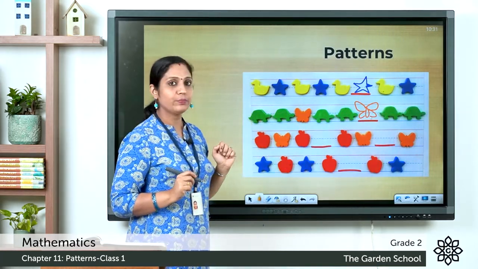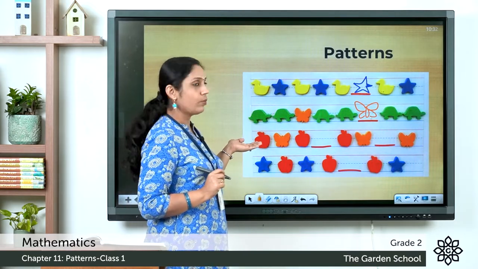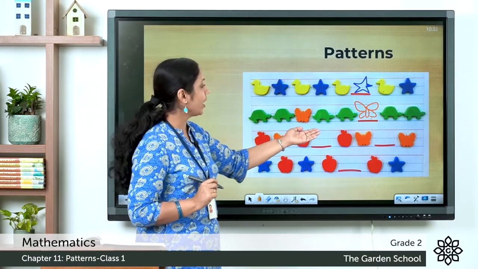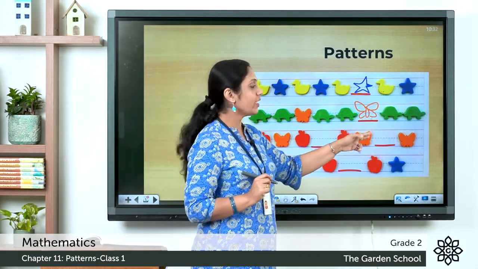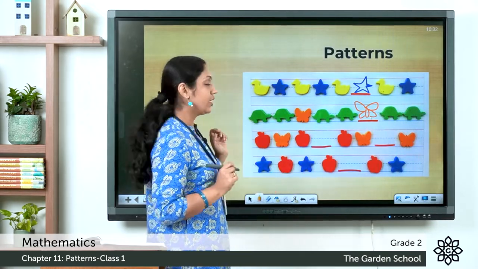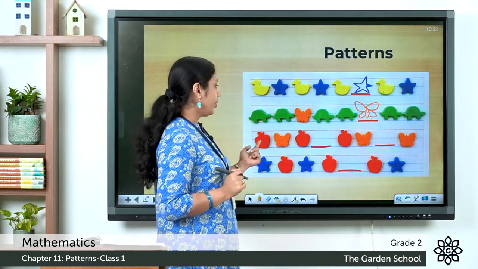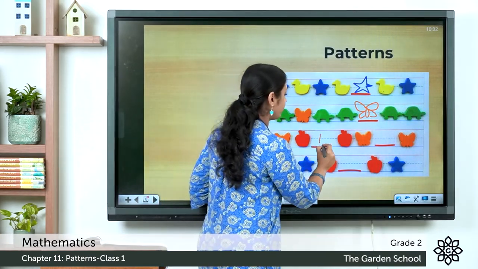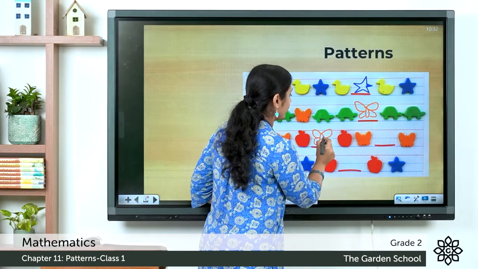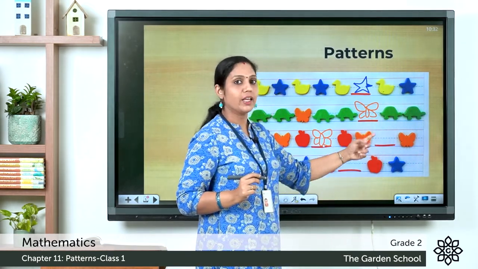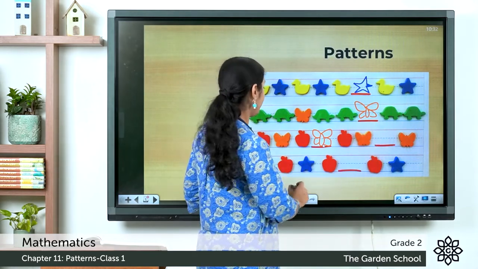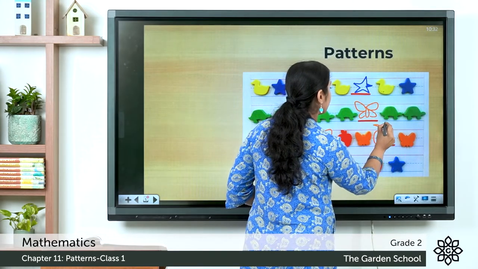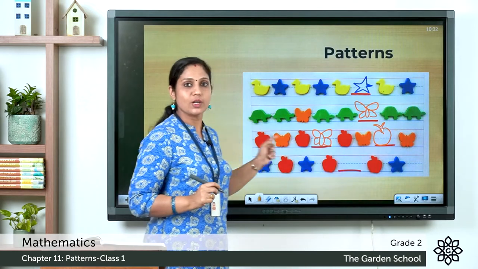Now let's look at the third one. You have a pomegranate, butterfly. Pomegranate, something is missing there. Again you have a pomegranate, butterfly. Again it's missing and we have a butterfly there. Let's look again. Pomegranate, butterfly. Pomegranate, which one has to come? Butterfly has to come here. Again a pomegranate, butterfly. Which one has to come here? The pomegranate has to come here. And again a butterfly. So this sequence is also complete now.